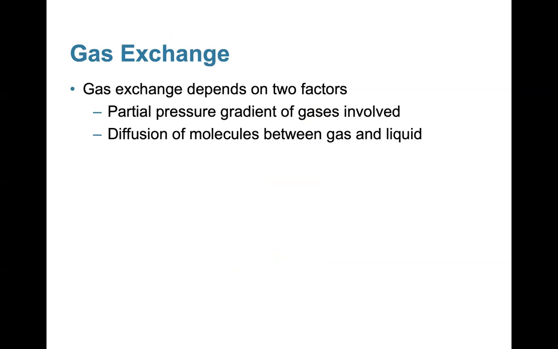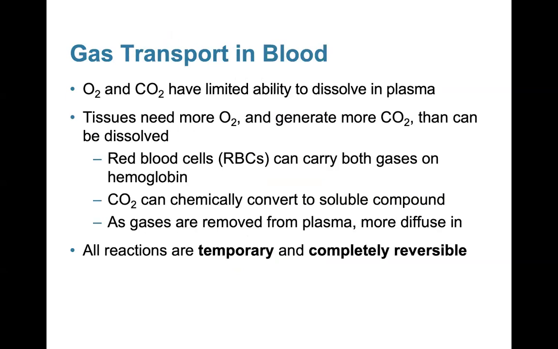Now, gas exchange, this is a different story. This depends on two factors. One is the partial pressure gradient of the gases involved, and the other is the diffusion of molecules between a gas and a liquid. Oxygen and carbon dioxide actually have limited ability to dissolve in plasma. Tissues need more oxygen and generate more CO2 than can be dissolved. This is where red blood cells come into play. They can carry both gases on hemoglobin. Carbon dioxide can also be converted to a soluble compound, which is the bicarbonate ion. As gases are removed from the plasma, more will diffuse in.